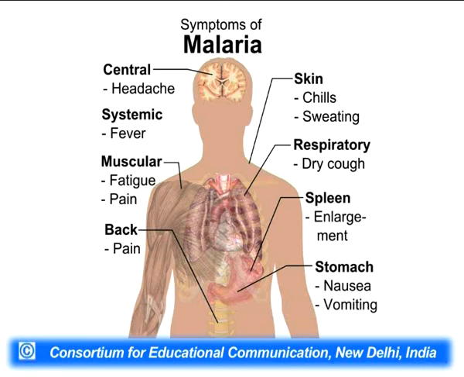The next important symptom of malaria is fatigue or pain. Then there is spleen enlargement, which is called splenomegaly. Then there is a respiration problem. Then there is chilling, sweating, nausea, vomiting. Then there is a loss of appetite. Anemic conditions occur because the parasite grows and develops within the red blood cells. So anemia is one of the major symptoms of malaria.